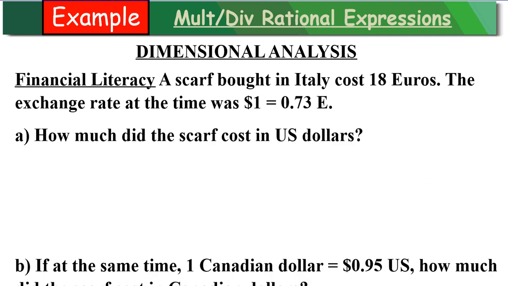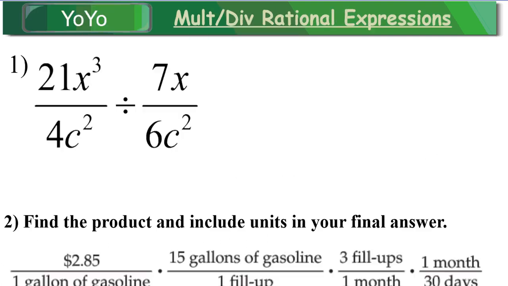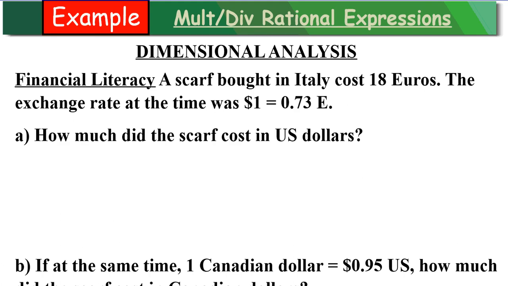Last part before I ask you to try one, I believe, is a little bit about something called dimensional analysis. It's used when we are converting between units, and it actually is a similar process to how we're multiplying and dividing rational expressions. So an example, let's say a scarf bought in Italy cost 18 euros. The exchange rate at the time is $1 is equivalent to 0.73 euros. How much did the scarf cost in US dollars?